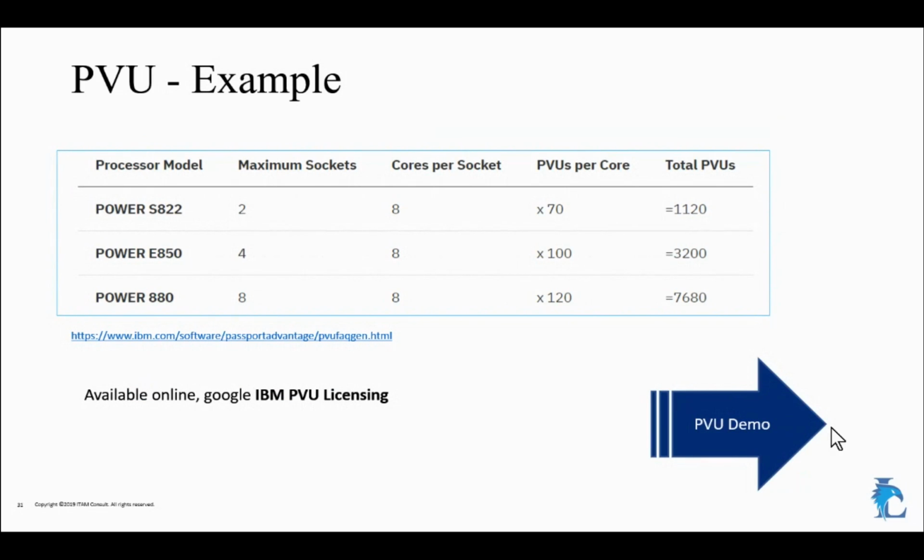So an example. This one's straight from the website, actually, but you've got a processor model, in this case the S822. It's got 2 sockets, 8 cores per socket, and the PVU calculation for this says 70 PVU per core. Multiplied together, you come up with 1,120 PVU.